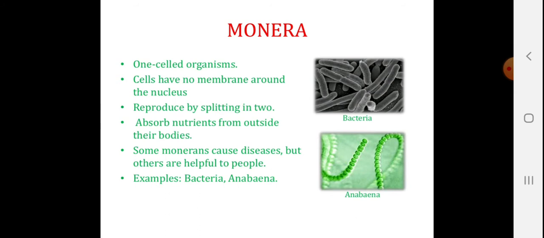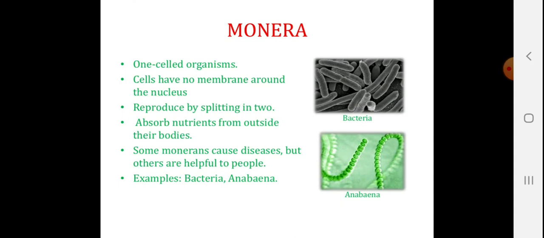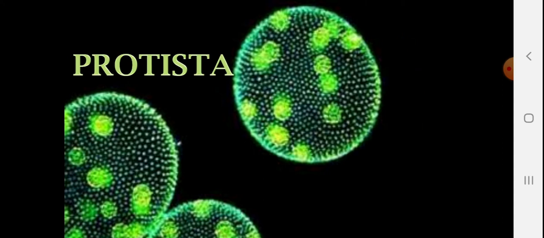They reproduce by splitting into two and absorb nutrients from the outside into their bodies, which is called diffusion. That is, they take the nutrients available in their surroundings from higher concentration to lower concentration by the process of diffusion. Some Monera cause disease, but others are helpful for people. Examples are certain bacteria and anabaena. The second major kingdom is Protista.